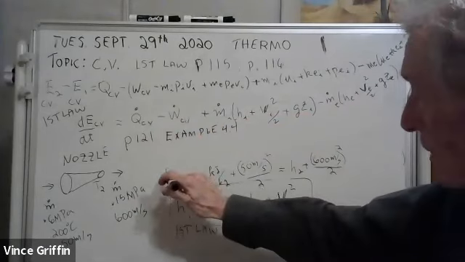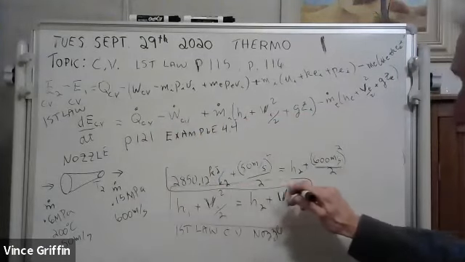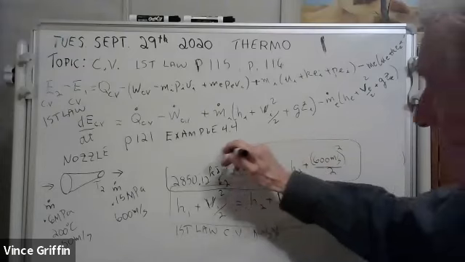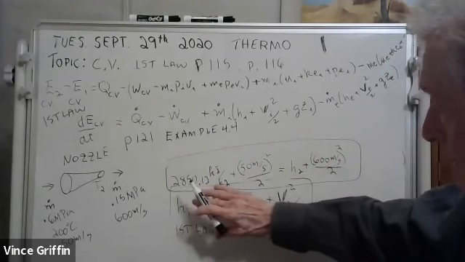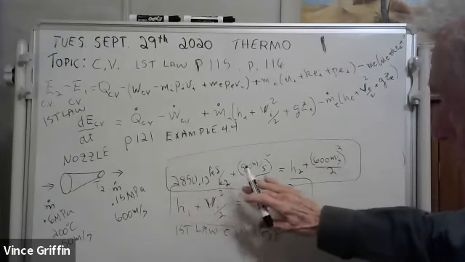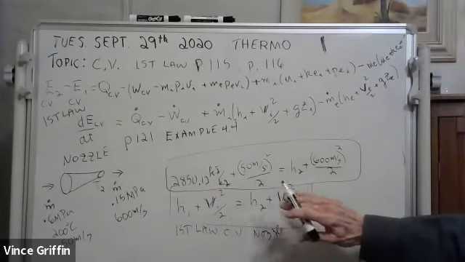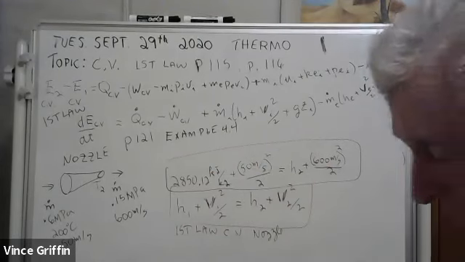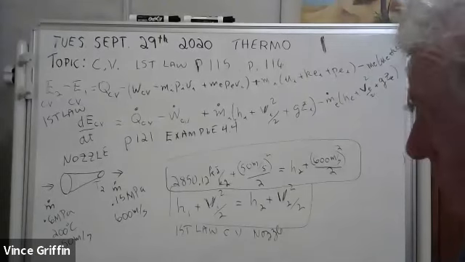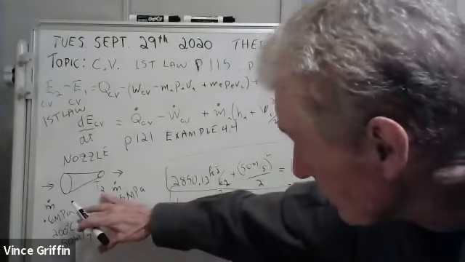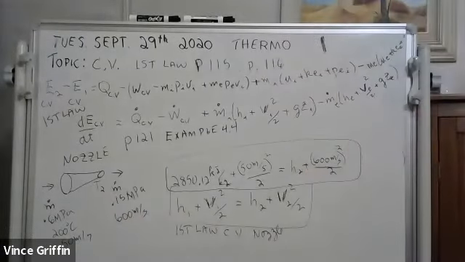We have an equation here with only one unknown. See it? Isn't that nice? There's only one unknown, and that's H2. And with that H2, we can get the exit temperature. They wanted to know what that was. We're going to find the exit temperature for this nozzle. They cool off. They always do.